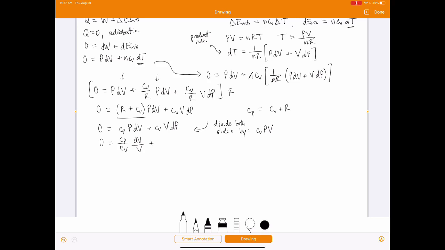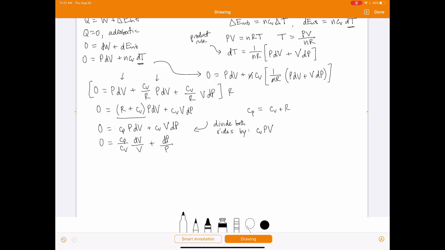Since we divided out Cv in the second term, that's gone. We have pressure, or we have dP on top. We divided out the volume, so that's gone. And we divide out pressure, so pressure is on the bottom now.